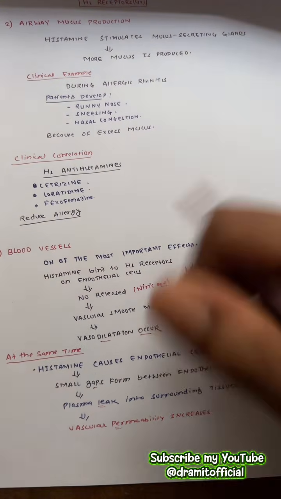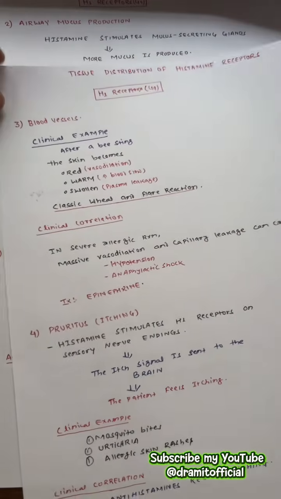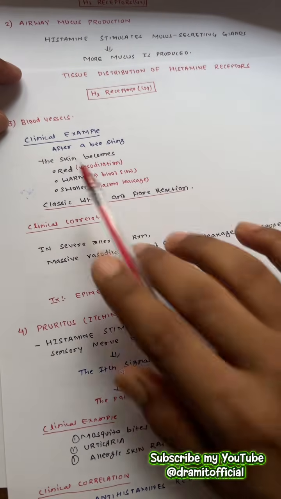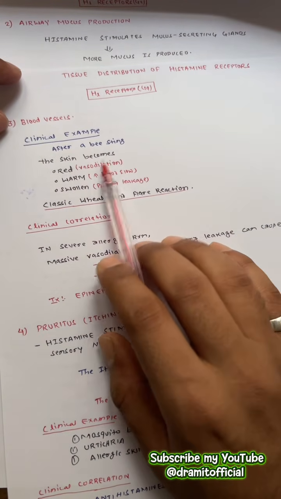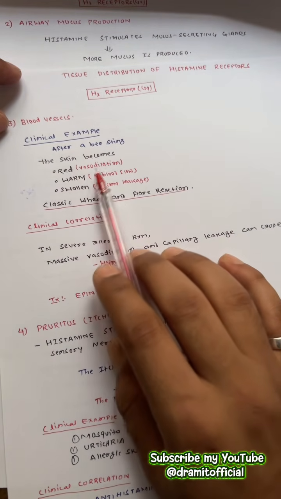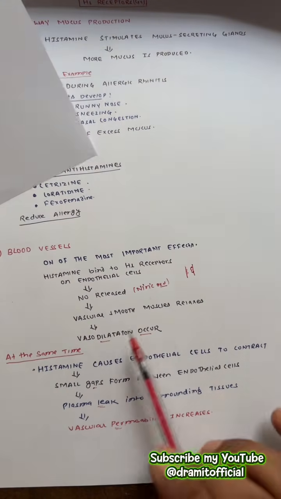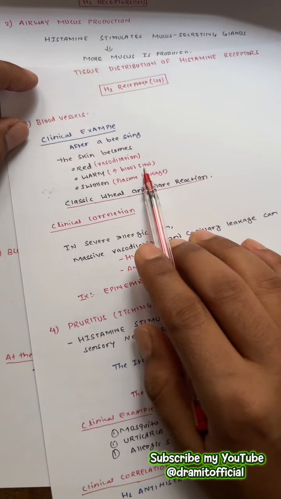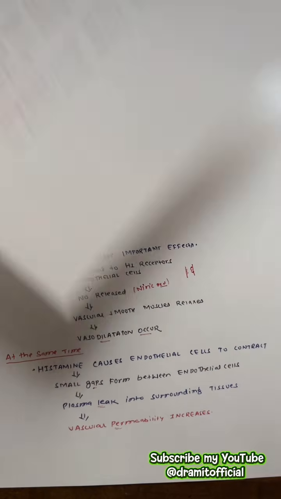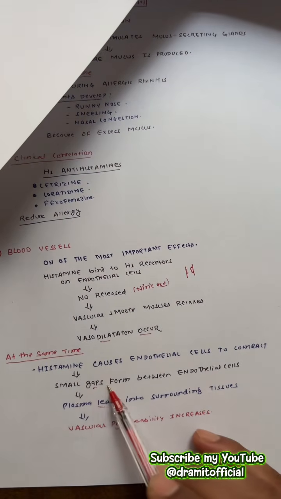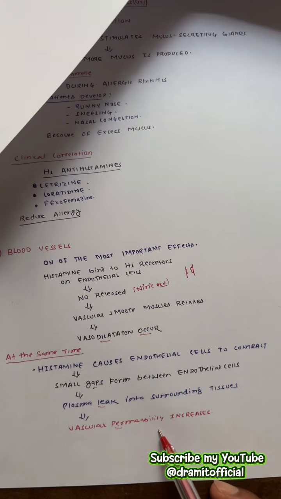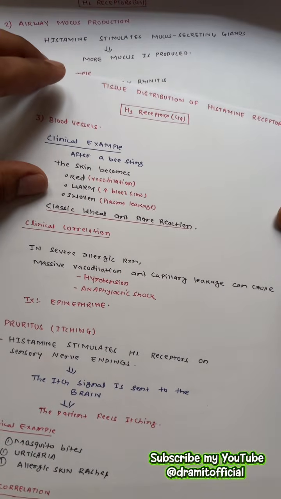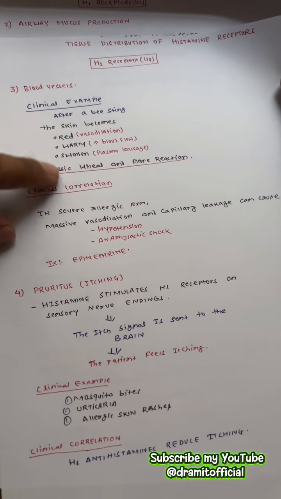So let's understand it clinically. Suppose a person has a bee sting. After the bee sting the skin becomes red, because of vasodilation. So we see how vasodilation occurs with histamine. Then the person will have warmth, increased blood flow, and swelling from plasma leakage. We also see how the small gaps between the endothelial cells cause vascular permeability and plasma leak. So this is how histamine causes red, warm, and swollen skin in a person with a bee sting.